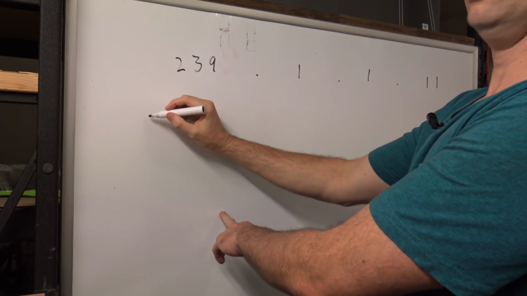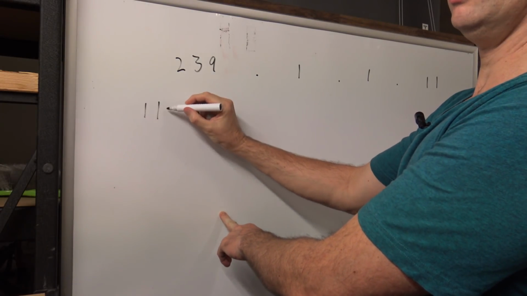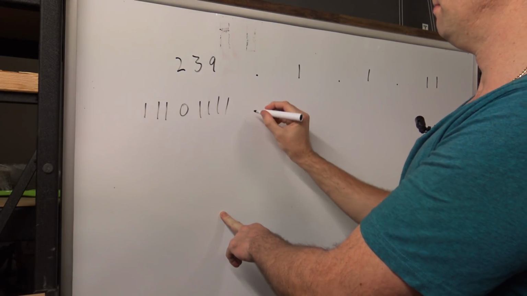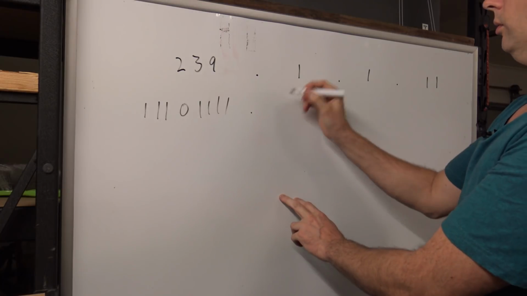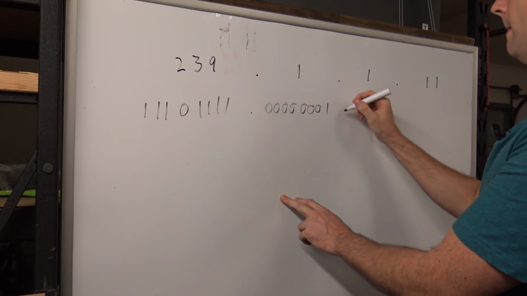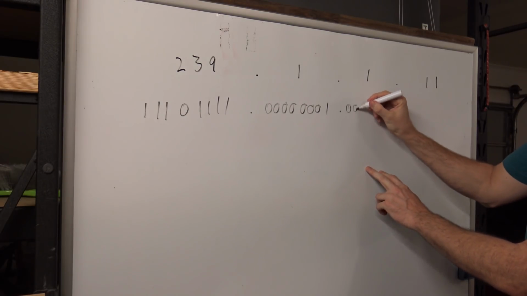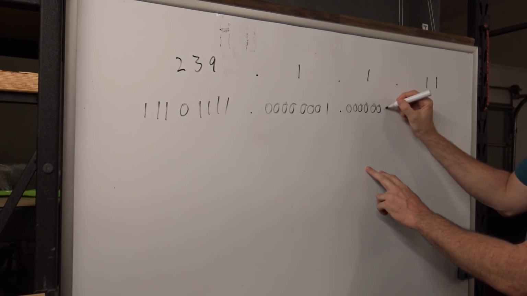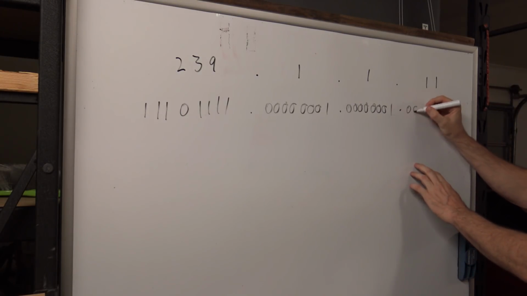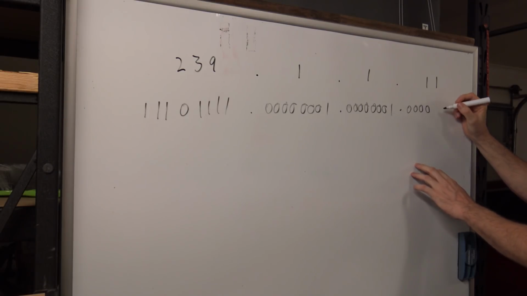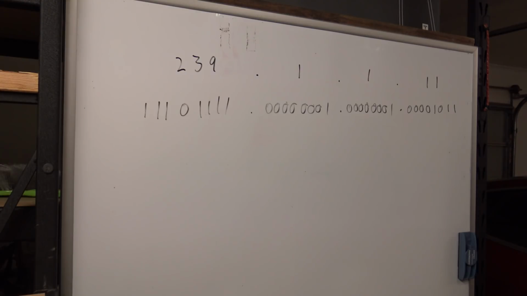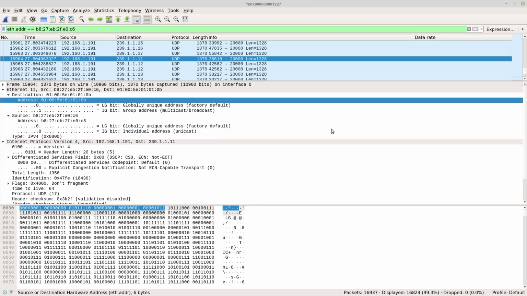We get 11101111. Next one is all 00000001. Same again, 00000001. And 11 is 00001011. Okay, that's the binary representation of that layer 3 multicast address.